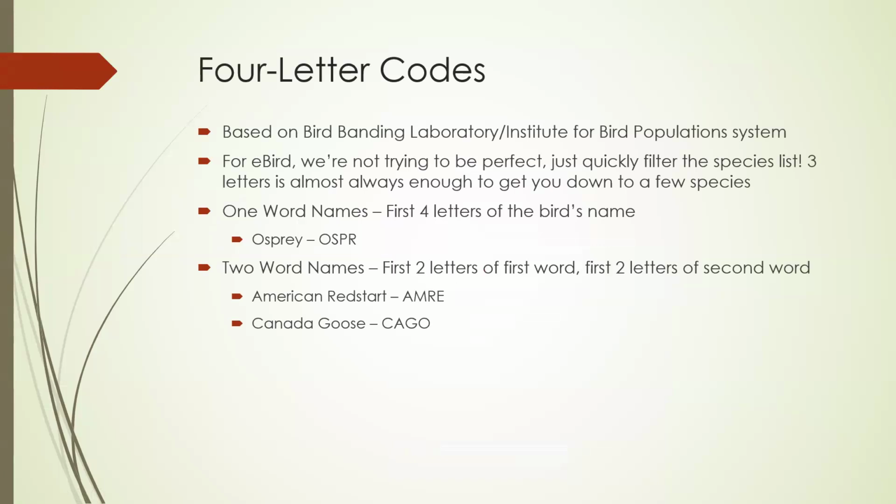But the idea is every single bird name can be condensed down to a 4-letter code. There's some rules depending on exactly what the bird's name is, but we'll go over some basics here. So 1-word names. If the bird's name is 1 word, like let's say an osprey, the 4-letter abbreviation is just going to be the first 4 letters of the name, so OSPR.